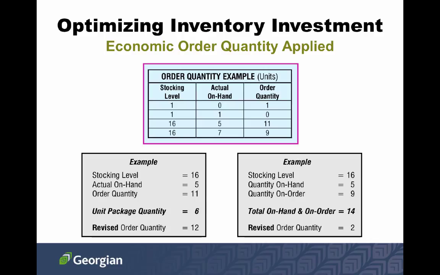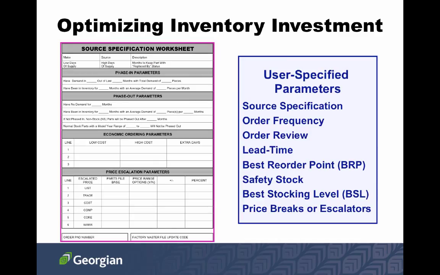Now, let me go to the final item in the learning outcomes, the user-specified parameters. Shown here is a typical, the heading calls it source specification worksheet for use with defining user-specified parameters. This is the Reynolds and Reynolds format, and is in fact similar to what we used to use in our DMS course at the business school when we were still using Reynolds and Reynolds.